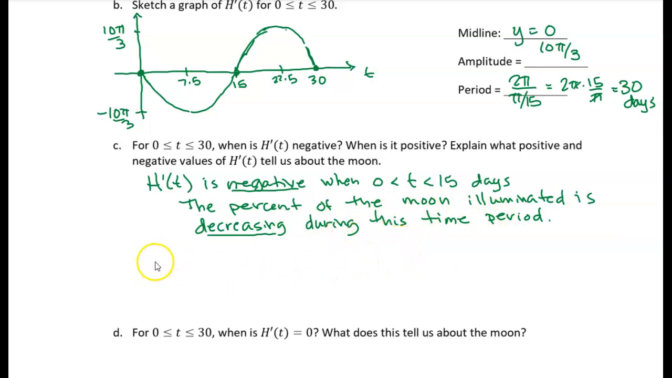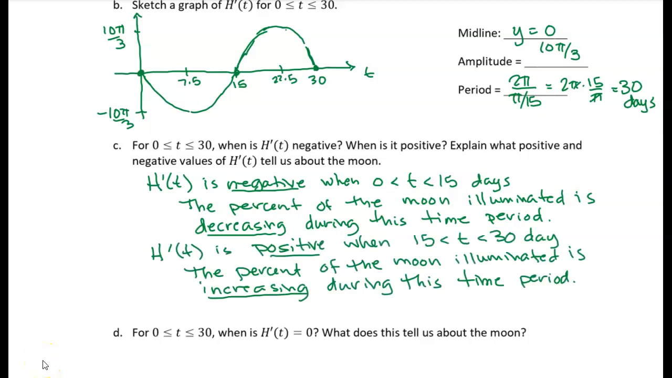So let's look at what happens. Where is this function positive? It's positive between 15 and 30. And when the derivative is positive, that means the original function is increasing. And so that's telling us that during that time period between 15 and 30, the percent of the moon illuminated is increasing.